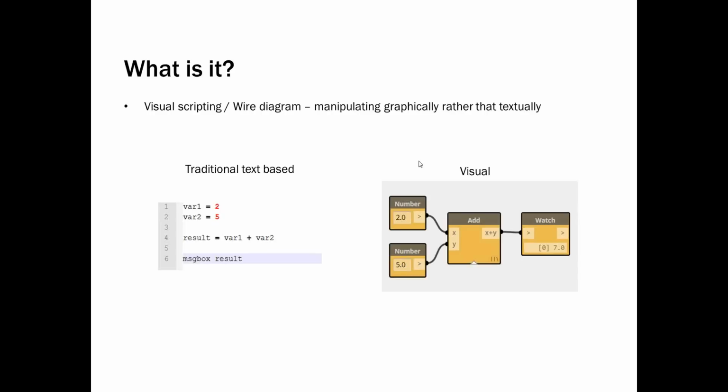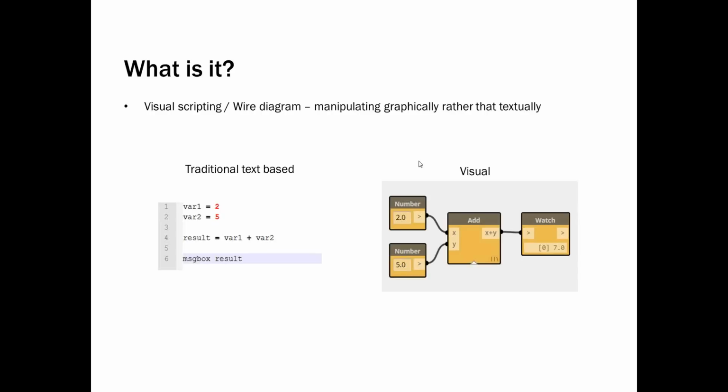Alright, so on to Dynamo. So what is Dynamo? Dynamo is a visual scripting language. We generally are using scripting to automate tasks for the computer, so that we don't have to manually sit there potentially and enter numbers and data. We can automate tasks using a scripting language.